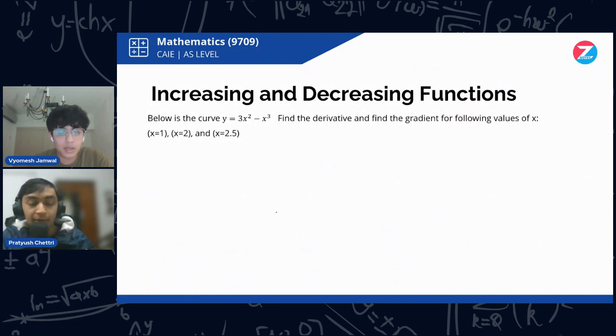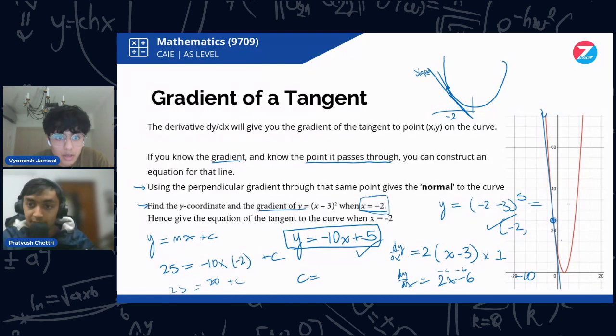Wait, by the way, can you go back to the previous question? Does it not say the normal to the curve? Oh, this one? Oh, that's right. I should explain that, shouldn't I? Oh, I think you found the tangent. Oh wait, yeah, the question actually says tangent. Yeah, that's correct, though. Yeah, I did skip over this a bit.